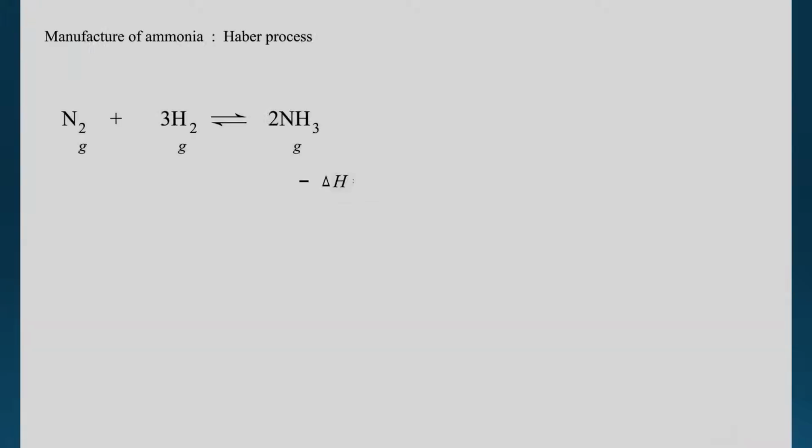Ammonia. Manufacture of ammonia. Haber process. Nitrogen plus hydrogen give ammonia. Look at this equation. This is a double arrow, so this can be an equilibrium.